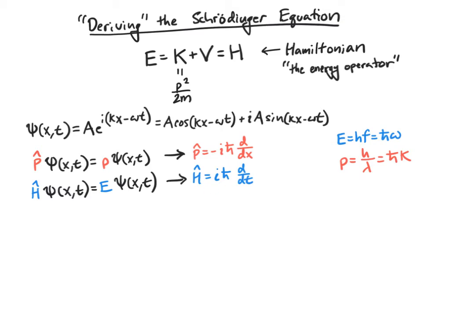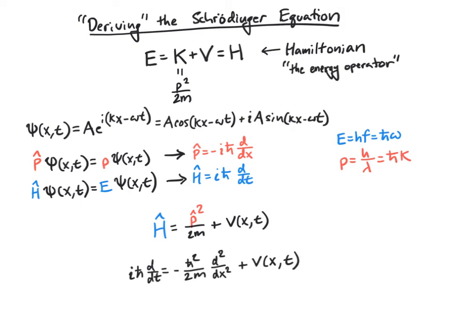This allowed Schrodinger to rewrite his conservation of energy statement in terms of the corresponding energy and momentum operators, where V is just a function of position and time. It's the potential energy. It doesn't really depend on the properties of the particle so much as it depends on the position of the particle in some external field. And plugging in the forms of the operators that we just established, we can rewrite the equation in terms of derivatives with respect to time and position.